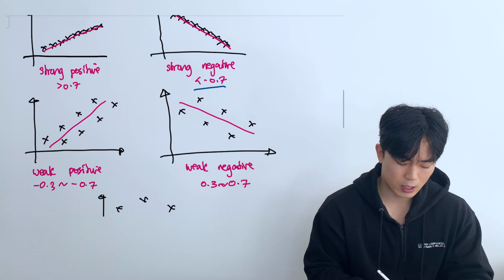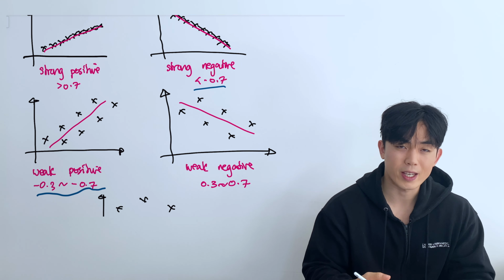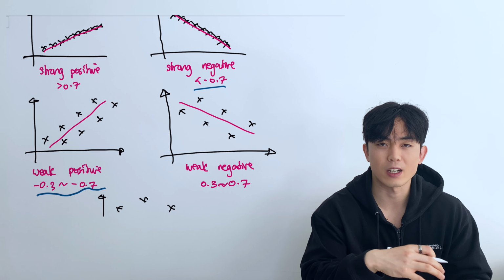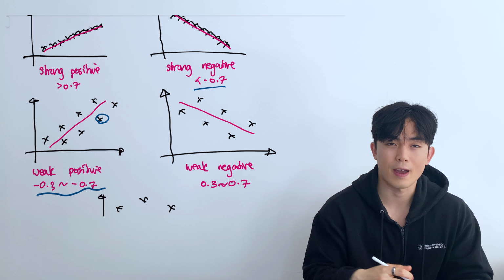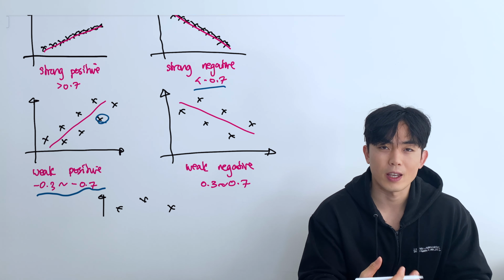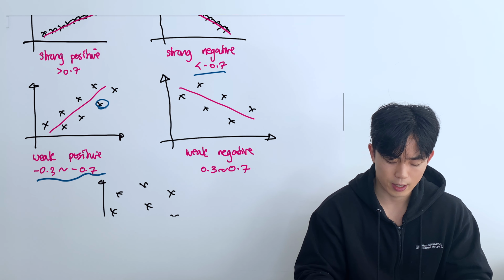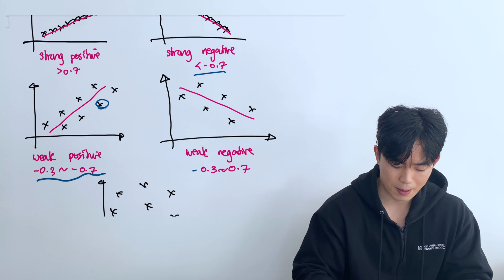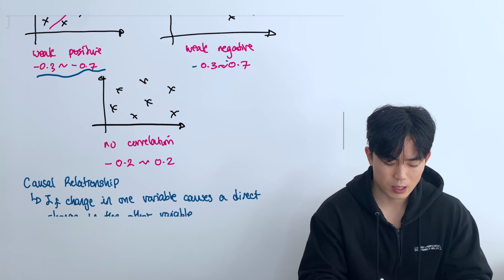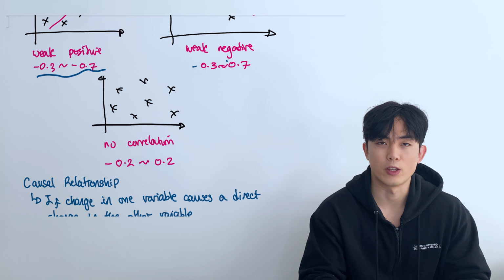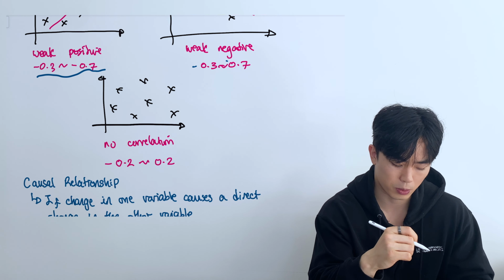Now, if it's between 0.3 and 0.7, we call it a weak positive, because it's still increasing upwards. As x increases, y would increase. But as you can see from the x positions here, they're quite far away from the line. So even though it is a positive correlation, it's not very strong, so we call it a weak positive. Same thing goes for the weak negative: if it's between -0.3 and -0.7, then we call it a weak negative. If it's between -0.2 and 0.2, then we could just say it's no correlation. There's no relationship between the x value and the y value, or the independent variable and the dependent variable.